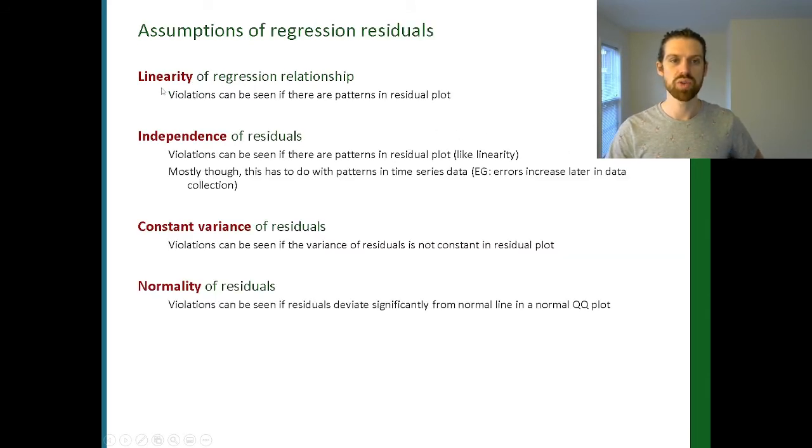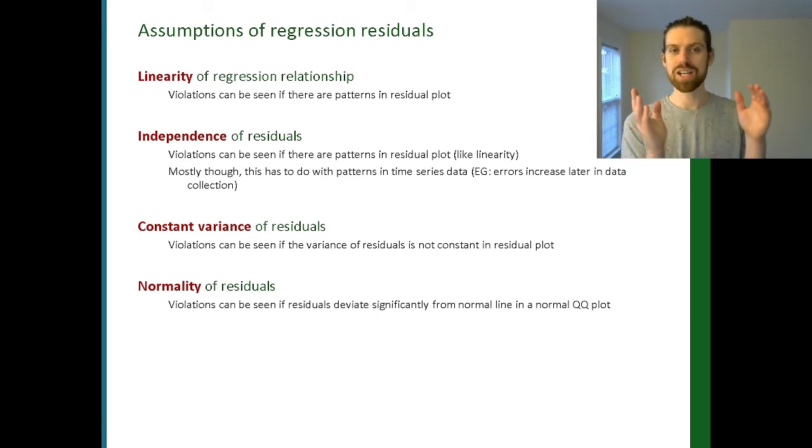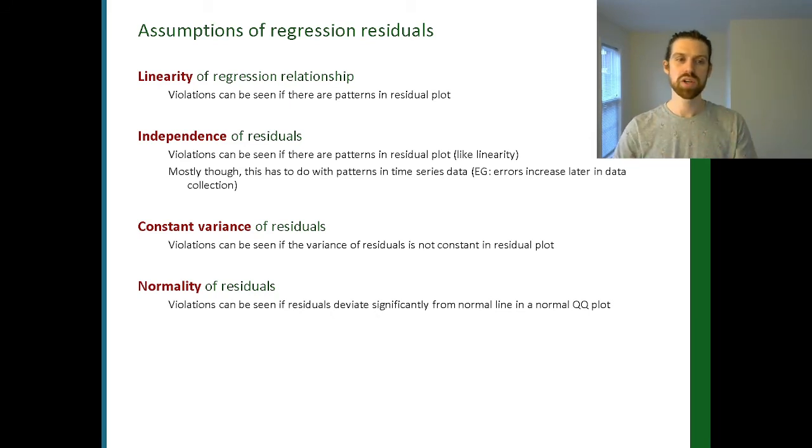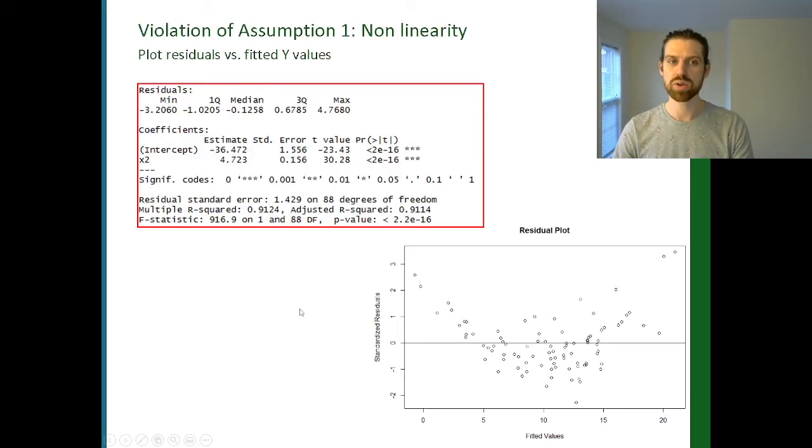So we need to make sure that when we first start using these techniques, we actually have a linear relationship between the regression variables. We need to make sure that the residuals we just looked at are actually independent of one another. That means that they're not correlated in some sort of way, or that they don't change over time, for example, in time series data. We need to make sure that those residuals have a constant degree of variance and that they're actually normally distributed as well. Okay, so I'll give you an indicator of what we mean by that.